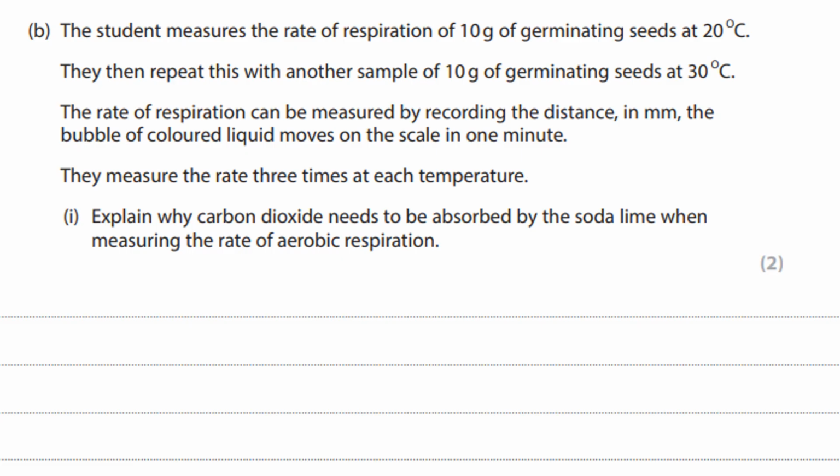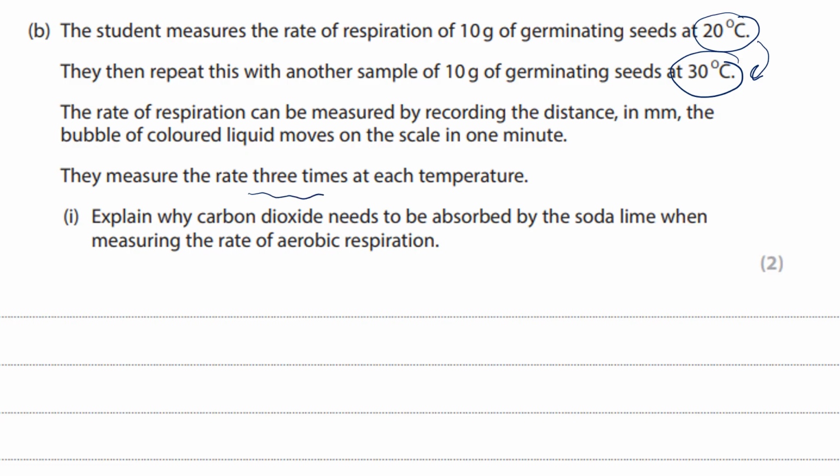Okay, the student measures the rate of respiration of 10 grams of germinating seeds at 20 degrees Celsius. They then repeat this with another sample of 10 grams of germinating seeds at 30 degrees Celsius. That's a jump of 10 degrees Celsius. The rate of respiration can be measured by recording the distance in millimeters the bubble of colored liquid moves on the scale in 1 minute. They measure the rate 3 times at each temperature.